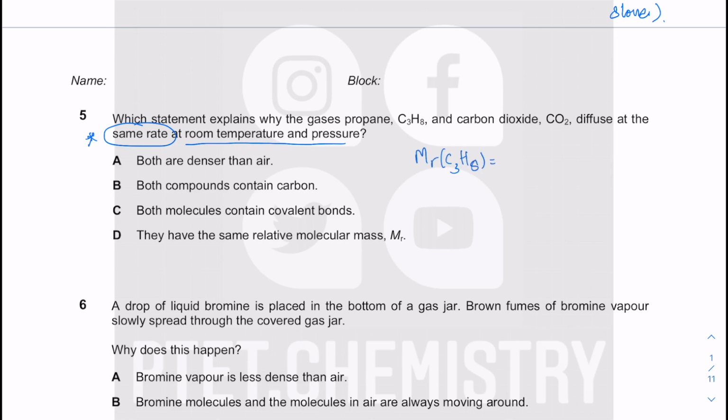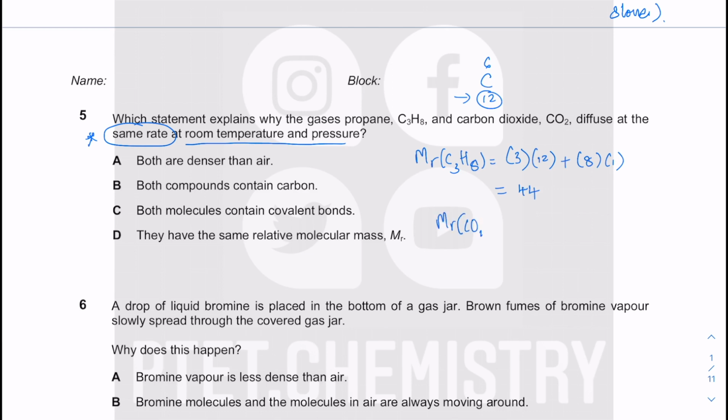So again, very straightforward. You have 3 carbon. Carbon in your periodic table shows as 6 and 12. We are looking at the mass number. So it's 12 times 3 plus 8 hydrogen. Each hydrogen is 1. So there is 36 plus 8 on your calculator gives you 44.